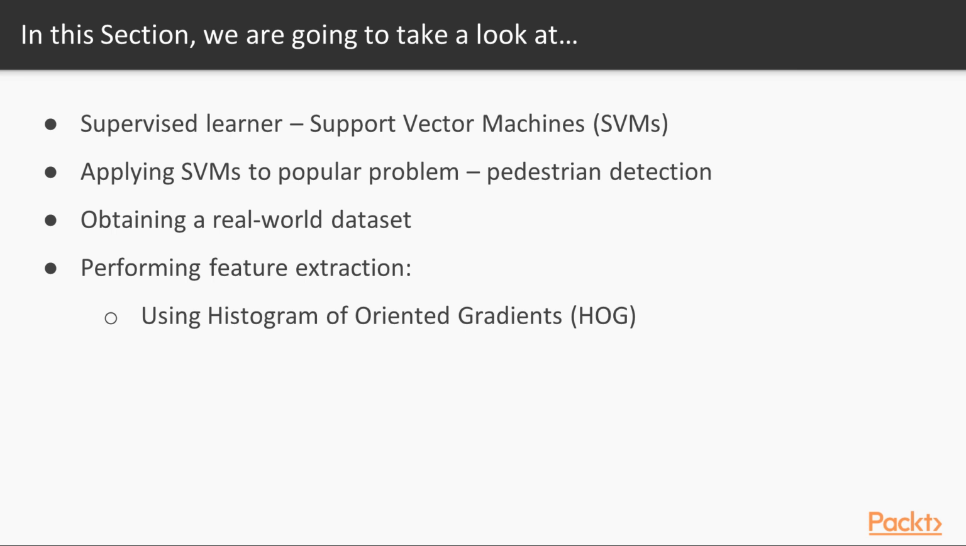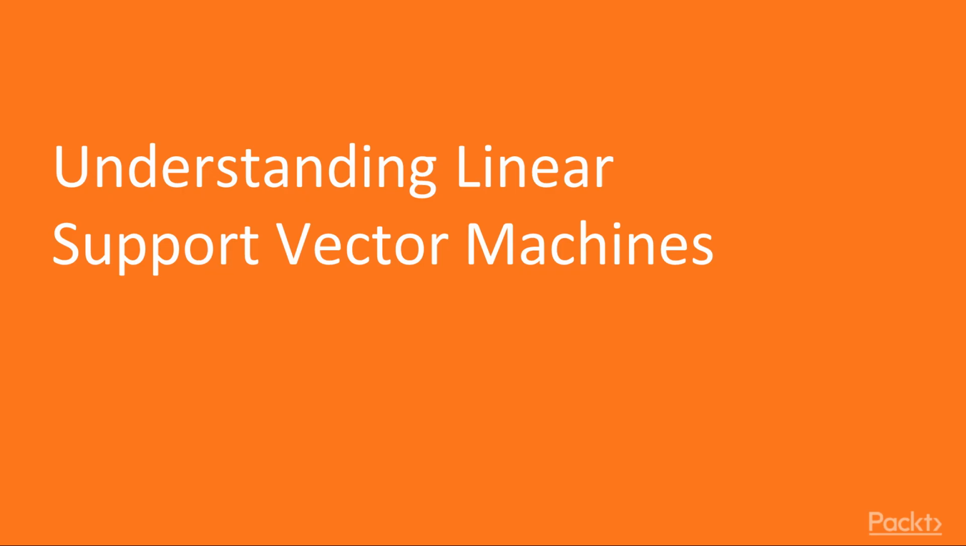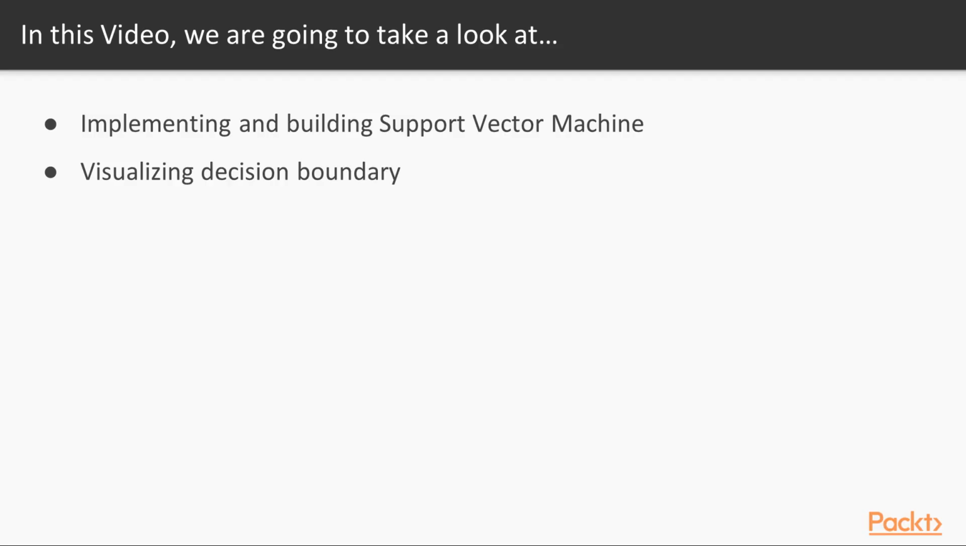We will obtain a real-world dataset, perform feature extraction using the histogram of oriented gradients, HOG, and apply an SVM to it. Now we move on to the first video of this section, that is, Understanding Linear Support Vector Machines. In this video, we will begin with implementing and building the first support vector machine. Then we will learn to visualize the decision boundary.